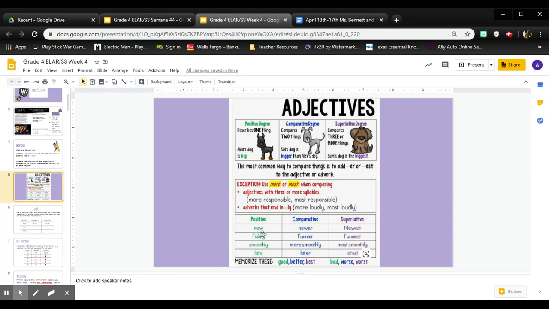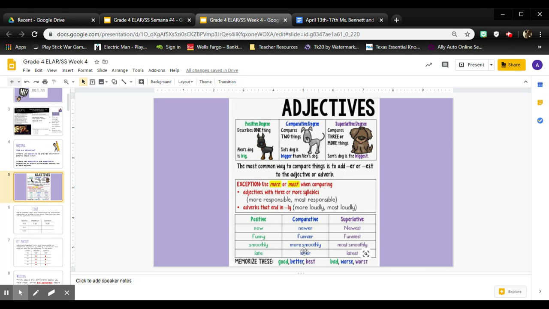Here are a few examples. We have new. So the comparative is newer. So new. If I clap it out, new is just 1 syllable. So I add ER and EST. Funny. Let's clap it out. Funny. That is 2 syllables. So I can add ER and EST.